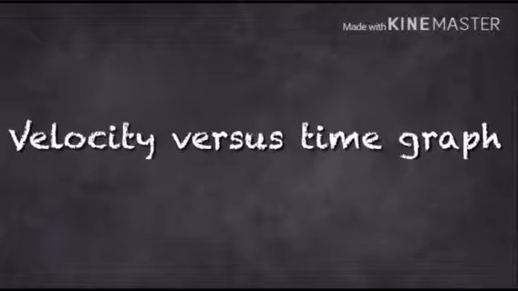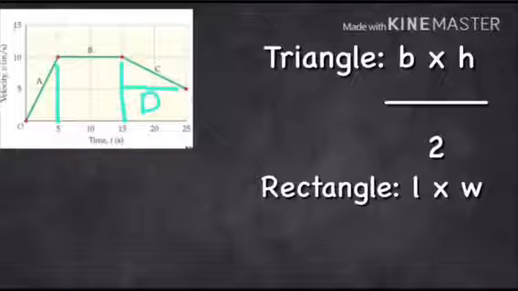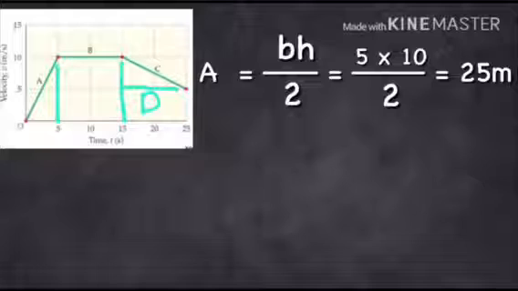Let us now discuss our last topic, which is the velocity versus time graph. In answering this, you have to divide the graph by shapes. So use these formulas in getting the displacement. For example, for letter A, the formula used is base times height divided by 2. So 5 times 10 then divided by 2 equals 25 meters.